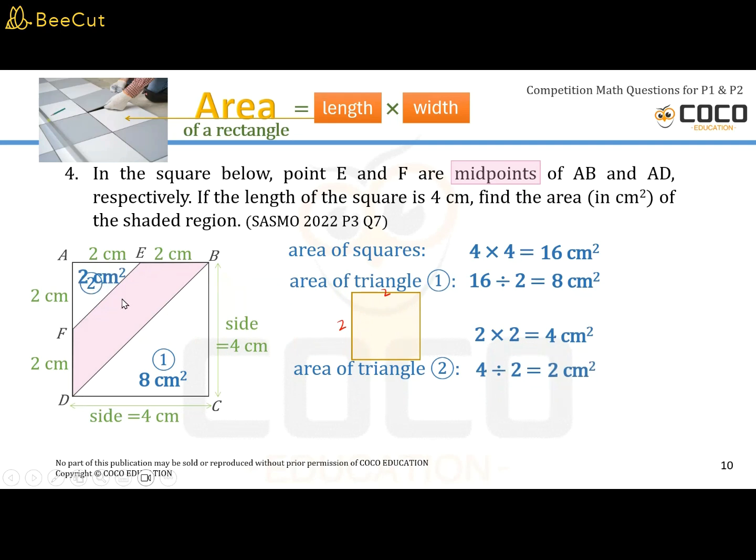Then in order to find the shaded part, then we can use the total area 16 minus triangle 1, then minus triangle 2 equal 6. So the answer is 6.